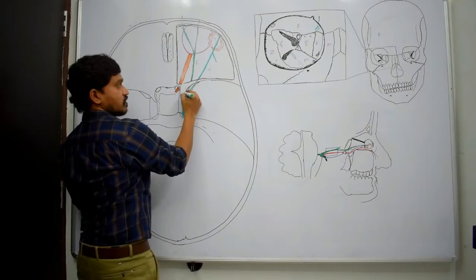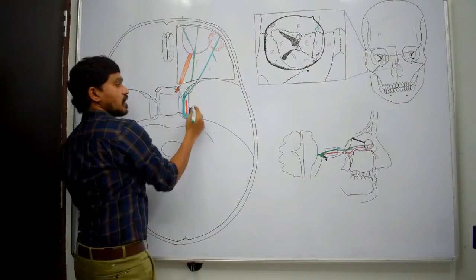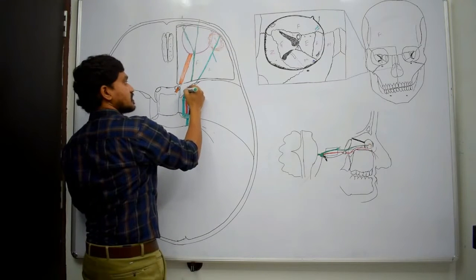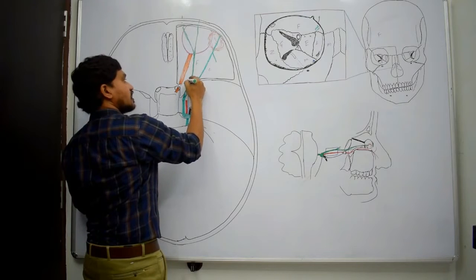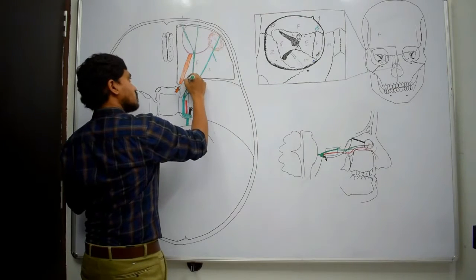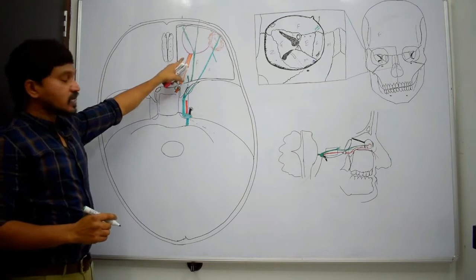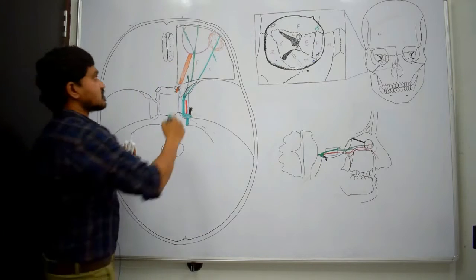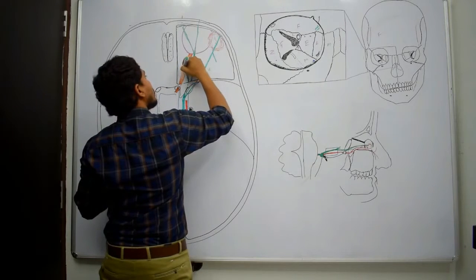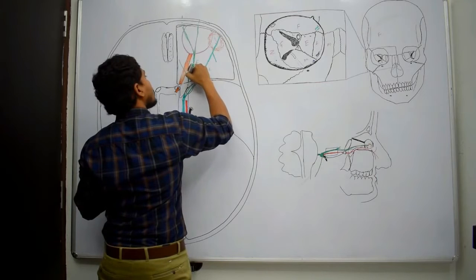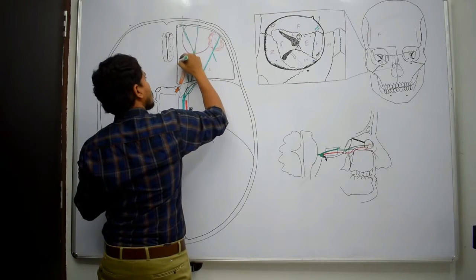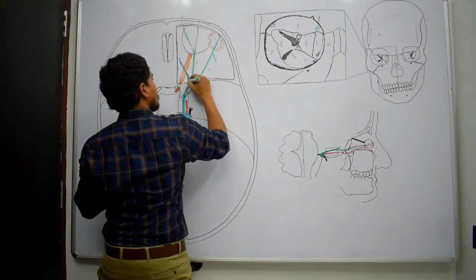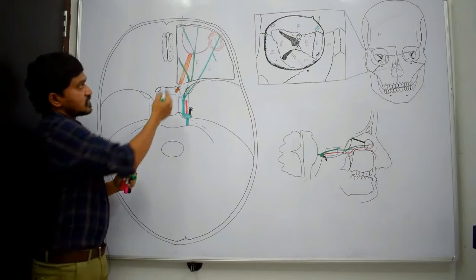So this is nasociliary nerve. This nasociliary nerve passes through the central part of superior orbital fissure and enters into the orbit. After entering the orbit, it crosses the optic nerve from lateral to medial side. It crosses the optic nerve from lateral to medial side along with an artery. Which artery? Ophthalmic artery. Along with the ophthalmic artery, it is crossing. Of course, superior ophthalmic vein also will cross. So it is crossing like that.